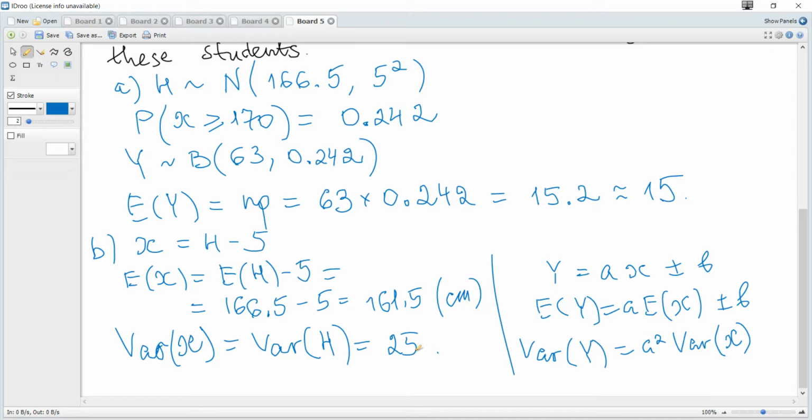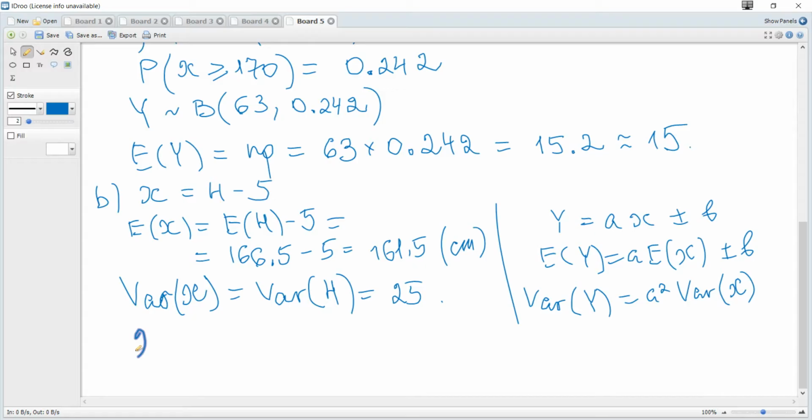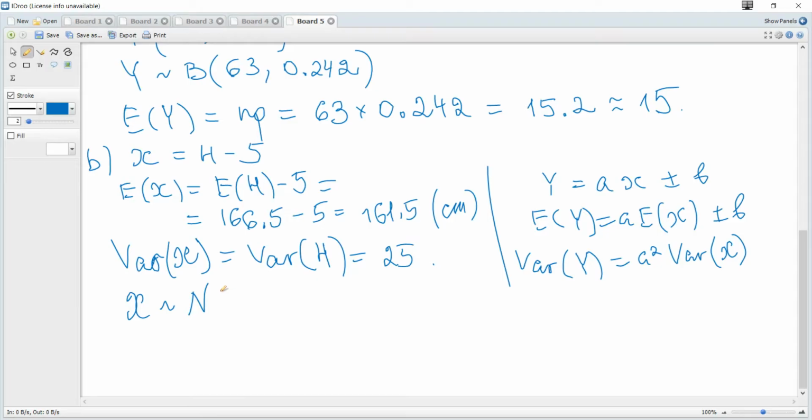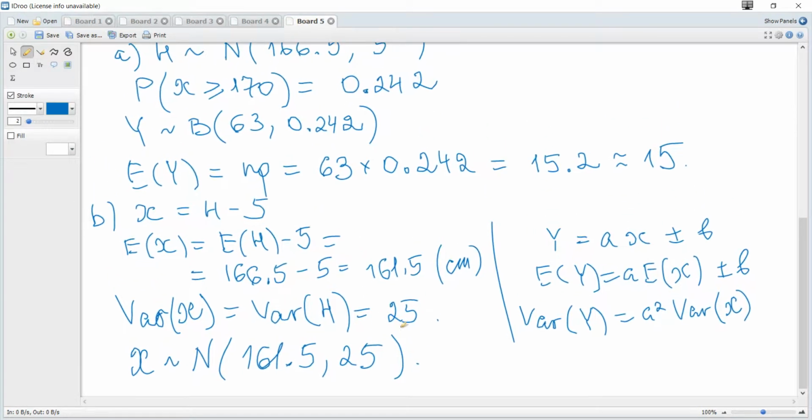Variance doesn't change because variance or standard deviation describes relative distances between points, and if all points are shifted by the same value, their relative distances remain the same, and hence variance doesn't change. So x is distributed normally, so the new distribution becomes normal with parameters 161.5 and variance 25. And that's all for this question.